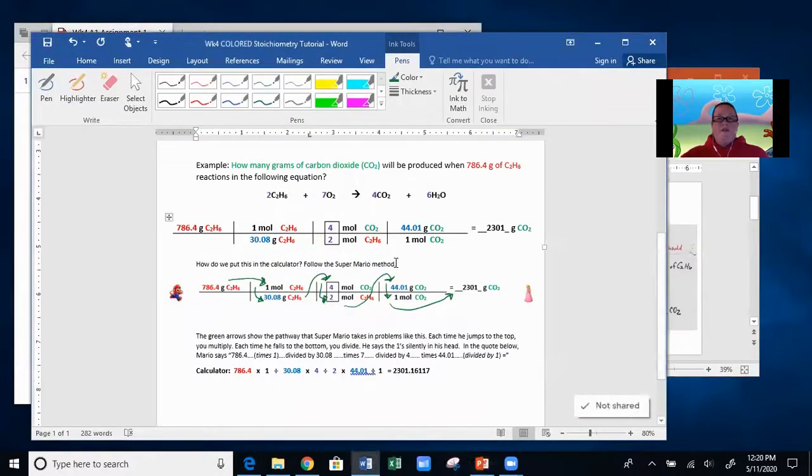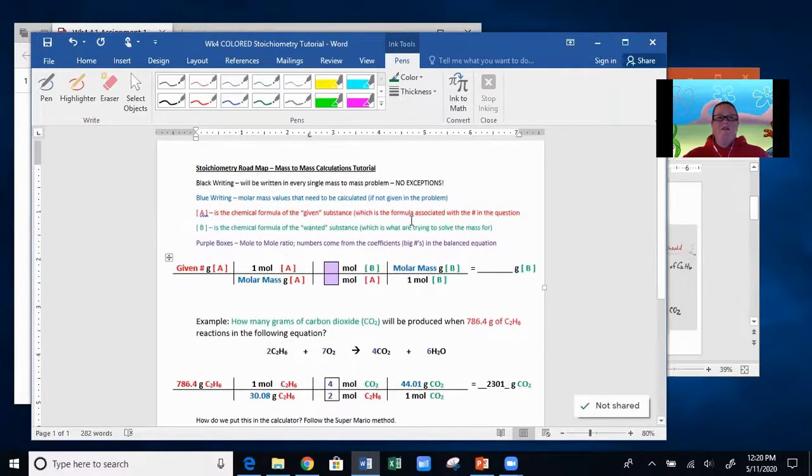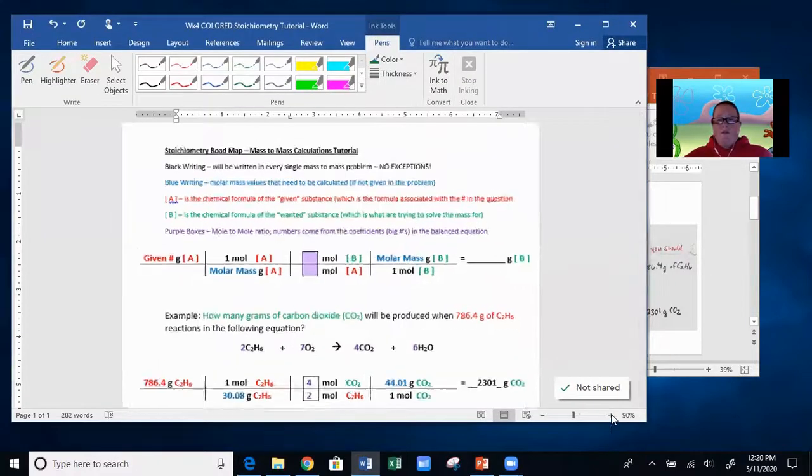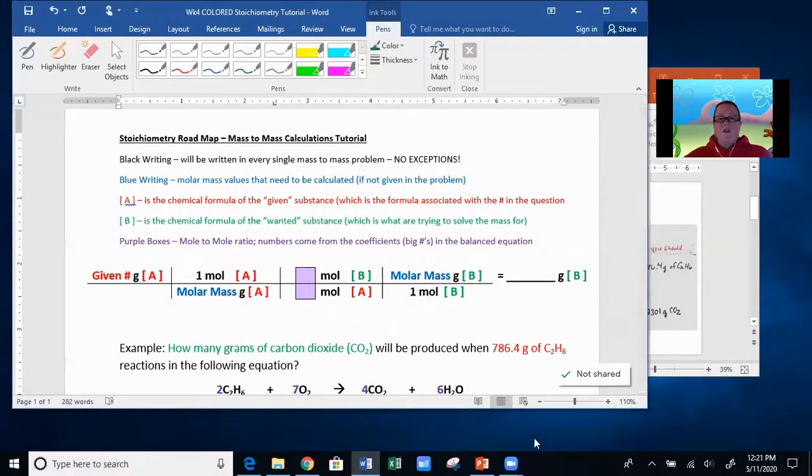So the resource that we're going to use and that I'm going to reference is this one right here. It's a Stoichiometry Roadmap Mass-to-Mass Calculations tutorial. So if you remember using the roadmap for mole calculations and mole conversions, it's a similar concept.